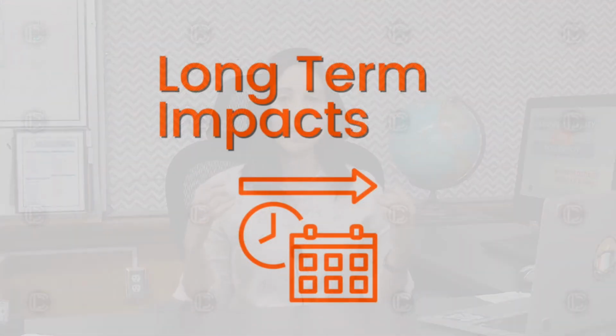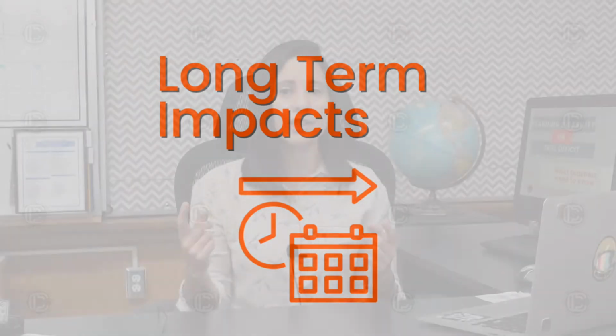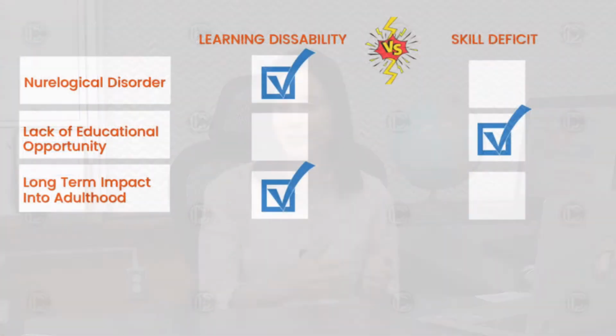When it comes to the long-term impacts of learning disabilities and skill deficits, there's a major difference. When it's a learning disability, the student will never grow out of it. They will always have that learning disability. If the student's dyslexic, they're going to be dyslexic as an adult. If they have autism, they're going to have autism as an adult. Same thing with ADHD and all the other learning disabilities that you're going to see in your classroom. They're always going to have that. You just become an adult that has to learn to adapt.